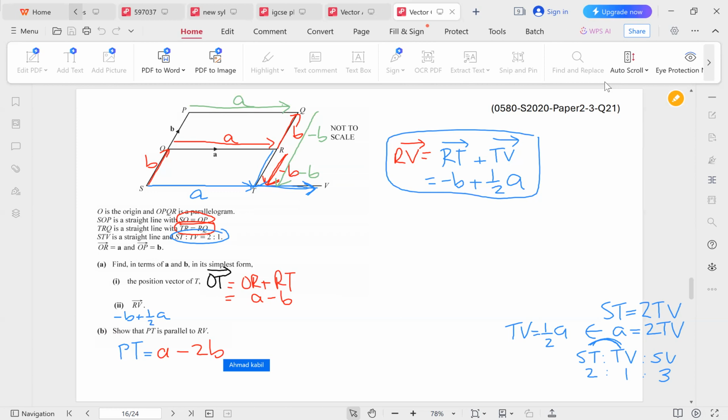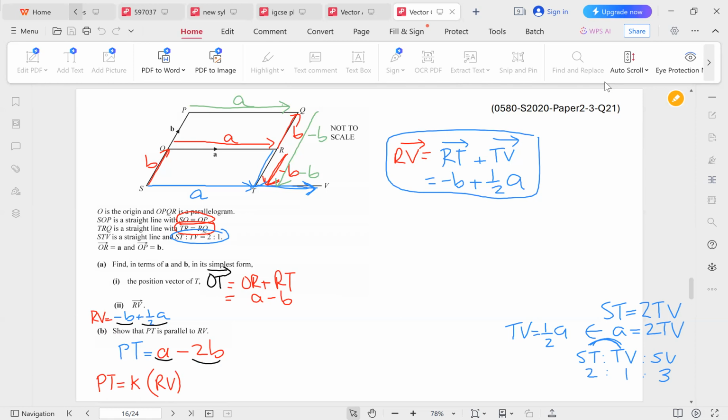So how do we show that RV and PT are parallel? If you can show that PT is equal to a multiple times RV, then you have proven that they are parallel. So is PT equal to a multiple of RV? Let's compare each letter. Here we have negative B, here we have negative 2B, so we multiplied by 2. Here we have half A and here we have A. So again, we multiplied by 2.